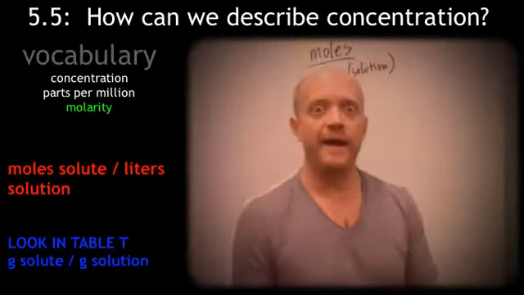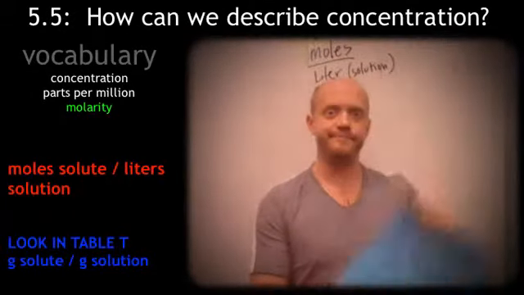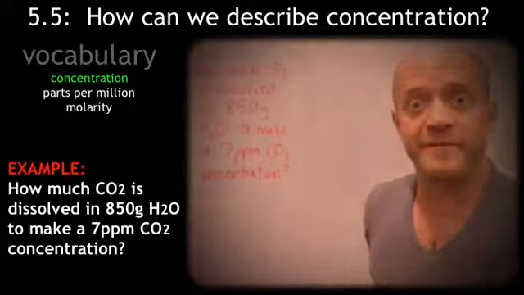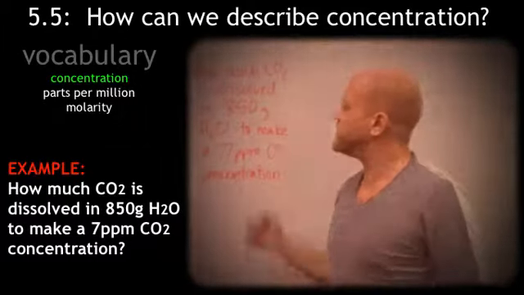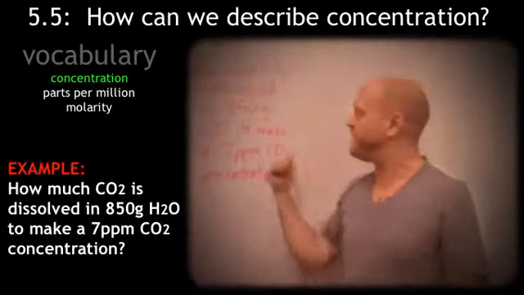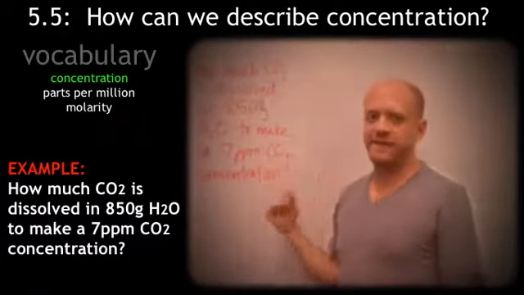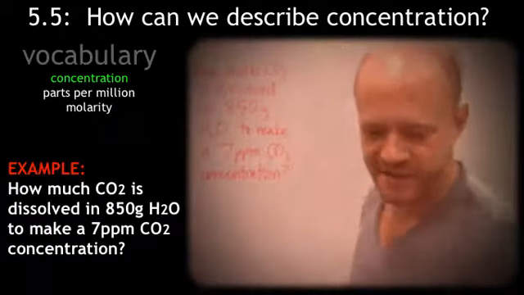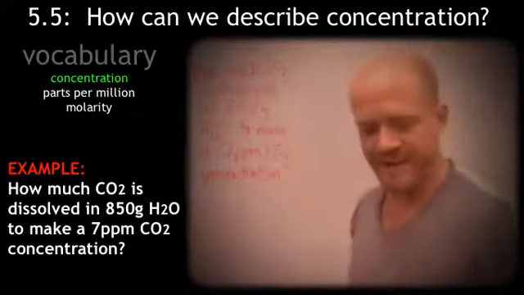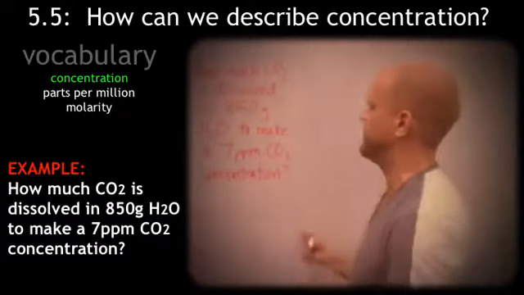First, get out your reference tables. Okay, now that you got your reference tables, we're going to look at a question. How much CO2 is dissolved in 850 grams of water to make a 7 ppm CO2 concentration? Before we start, we're going to start annotating our question.